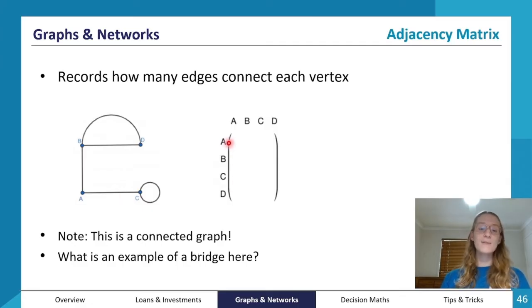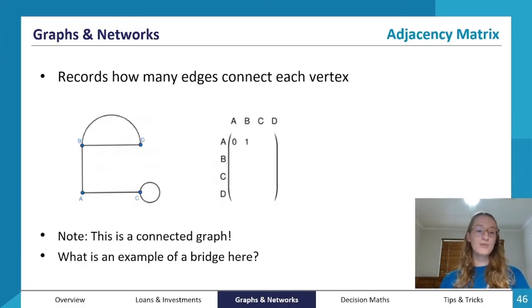So let's think about the number of connections between A and A. Well, there's nothing that connects A to A. A to A is the same vertex and it doesn't have a loop, so there are 0 connections connecting A to A. What about connecting A and B? Well, I see one edge, so we have one connection between A and B.